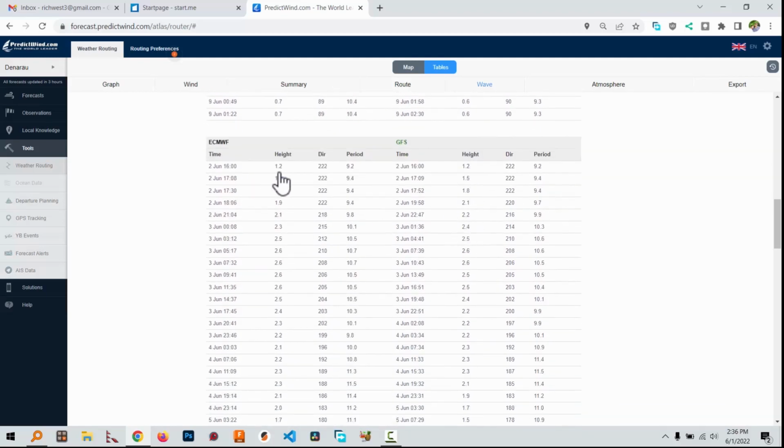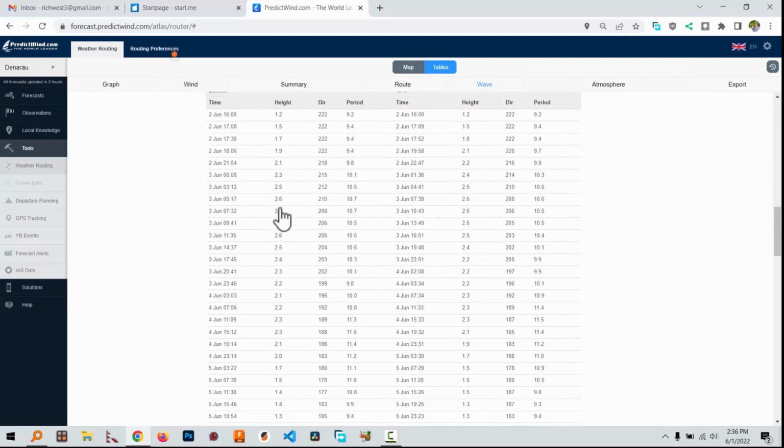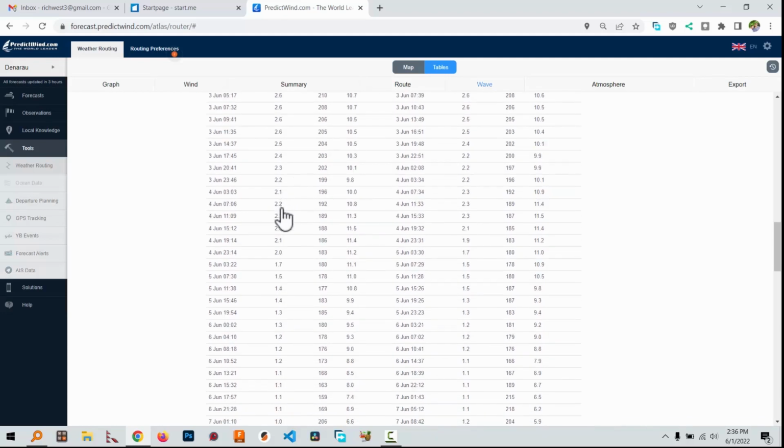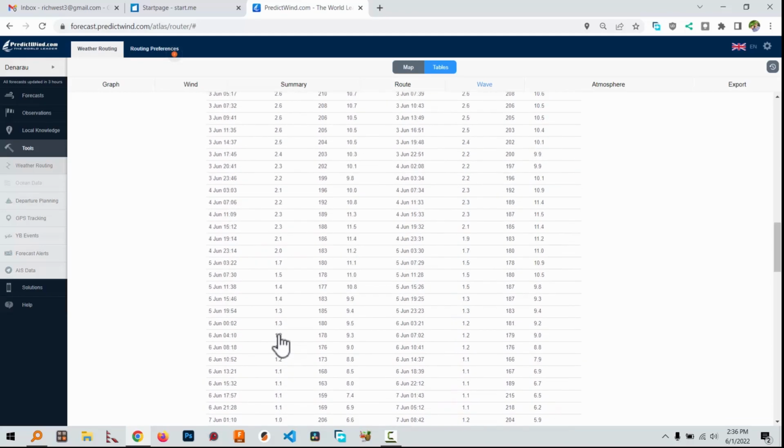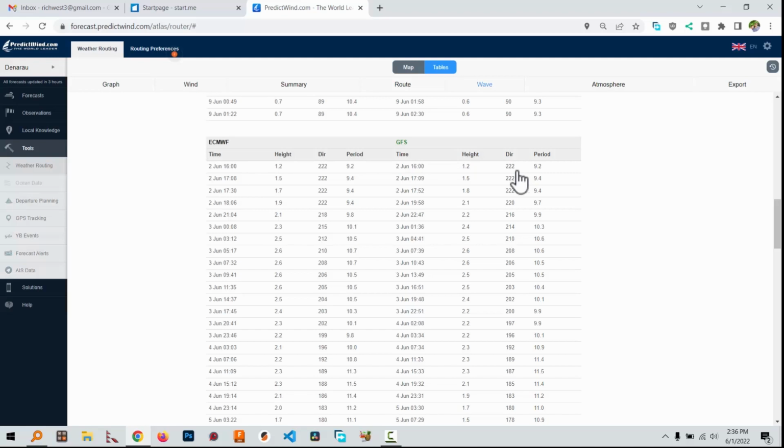Let me also look at ECMWF. Now, that's a little bit more scary, but it's 10.7 seconds, so that's not terrible. And I look down here and see when it comes down below 10 seconds. It's 1.3, 1.2, 1.1 at 8 seconds. Doesn't look bad at all. And again, I'm going to check GFS as well.